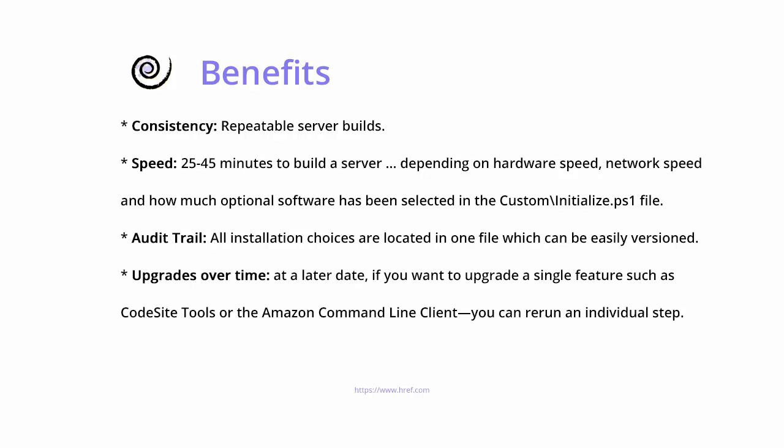Finally, over time, as you decide to use different utilities, you can optionally rerun individual steps. For example, you might not need Firebird SQL initially, but a year later you might decide to add it to the appliance. Just toggle the flag for Firebird from 0 to 1 and rerun its script.